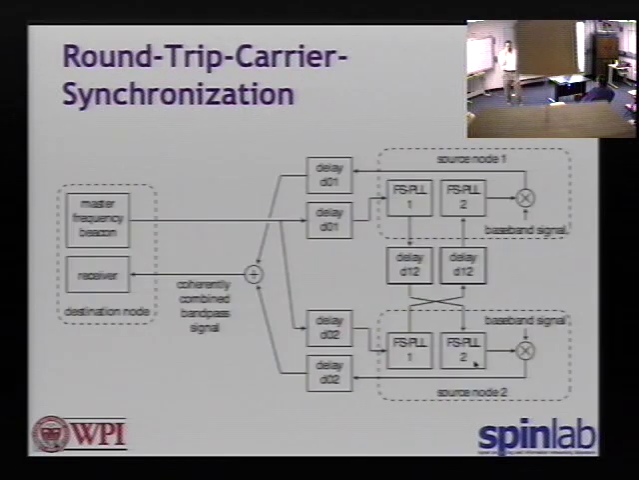This is sort of a static view of the same thing I just showed you. The whole idea is that everything starts at the destination. You've got a master frequency beacon, goes through a delay, goes through some frequency synthesis PLLs, ends up being received by the other node, and you have that round-trip behavior in the overall system. The reason it works is because the delays around one part of the path are the same as the delays around the other part of the path.